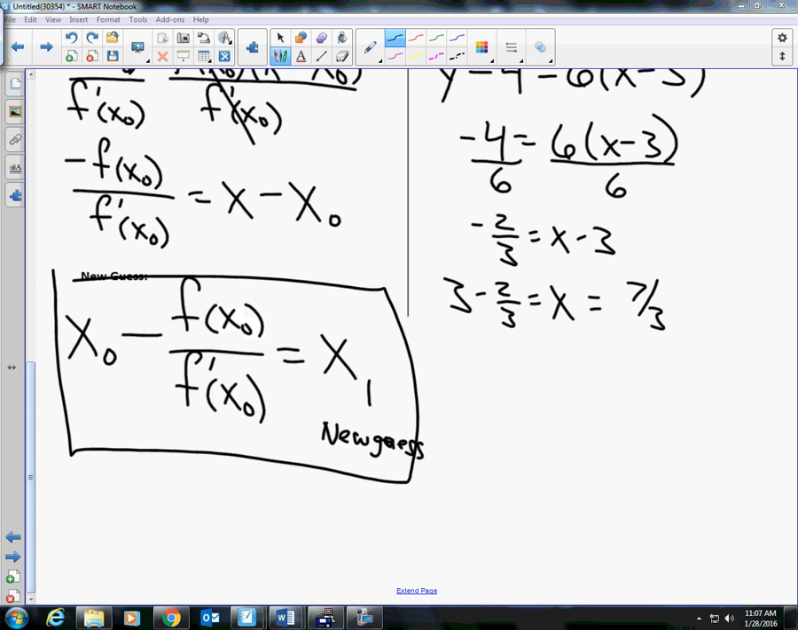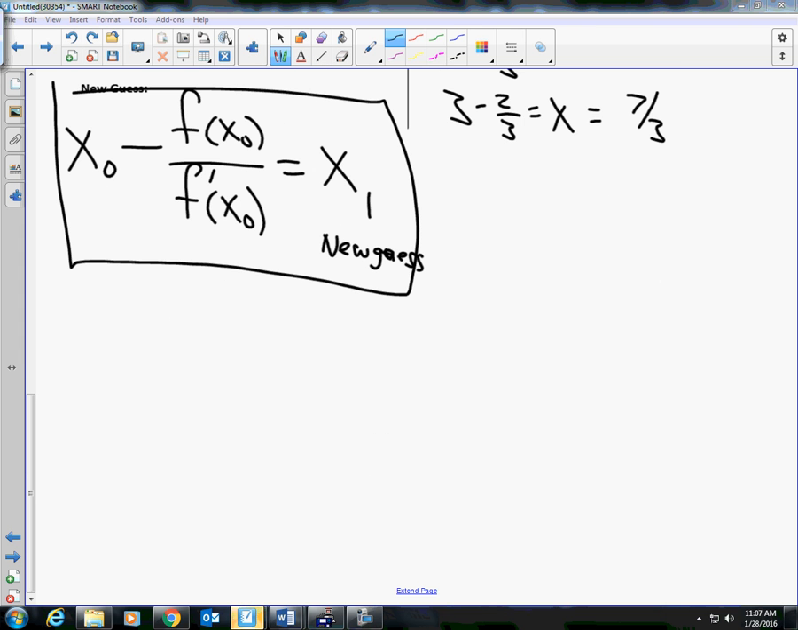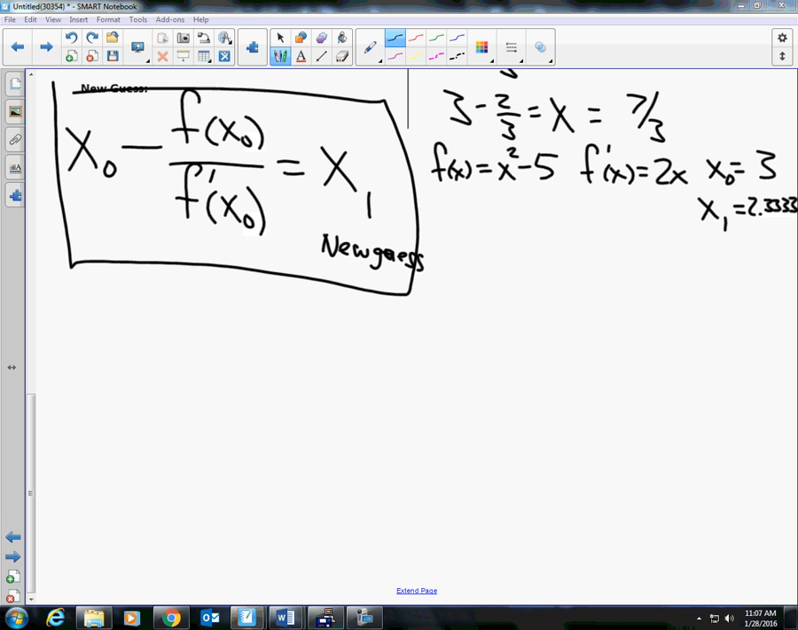So, I've got a good guess. I've got 7/3. I want to approximate the square root of 5 to 4 decimal places. I have 3 pieces here. I have a function, which was x squared minus 5. I have a derivative. What was the derivative? 2x. And I had an initial guess. X sub 0 was 3. X sub 1 is 2.3333, 4 decimal places. I'm always going to write out to 4 decimal places.